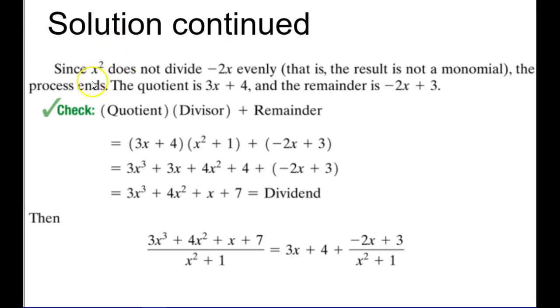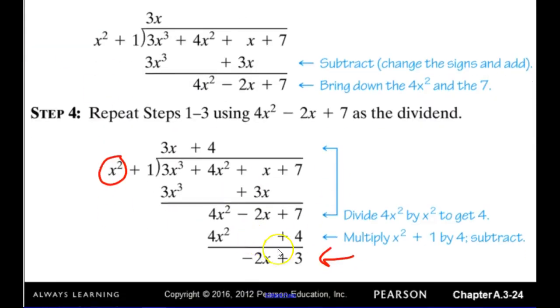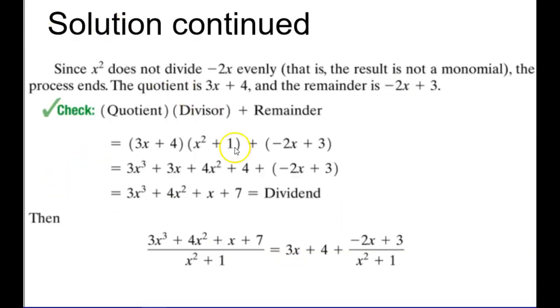Since I cannot divide x squared into a negative 2x evenly because my exponent is higher up here, I know that we're done and that is going to be my remainder. This down here will be my entire remainder. Since this exponent is smaller than this one, that will be the remainder. So I can rewrite this as 3x plus 4 plus what I had for my remainder, over what I started with.